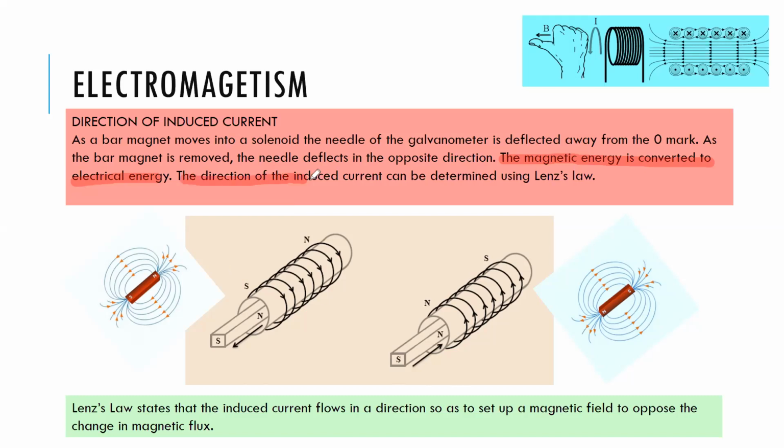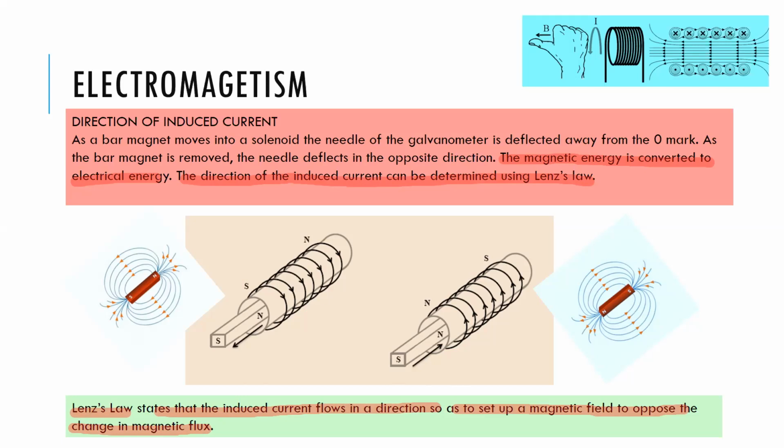The direction of induced current can be determined by using Lenz's law. Lenz's law states that the induced current flows in one direction so as to set up a magnetic field opposed to the change in magnetic flux. I'm just going to discuss this. We don't have to know Lenz's law. We just need to know how this direction is created, because in the next slides, when we talk about generators and motors, we are going to use Fleming's right-hand rule for generators and Fleming's left-hand rule for motors, and then we are going to find the direction of current easier.